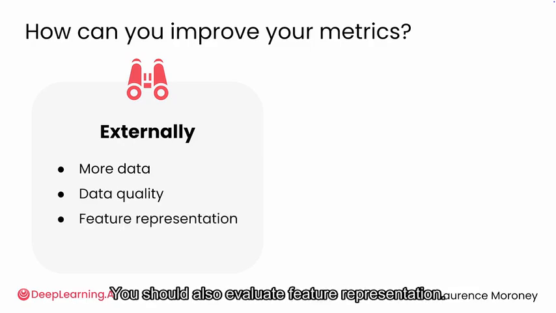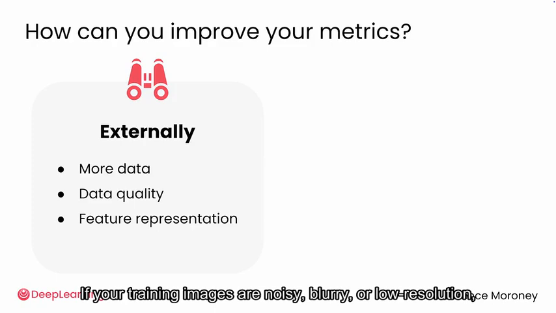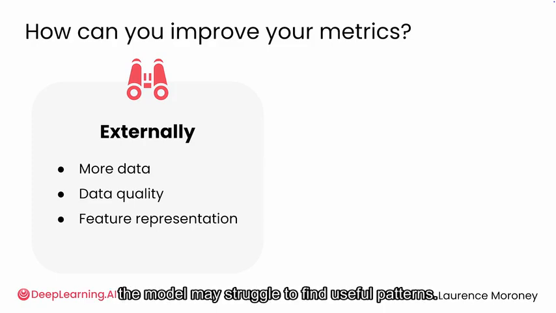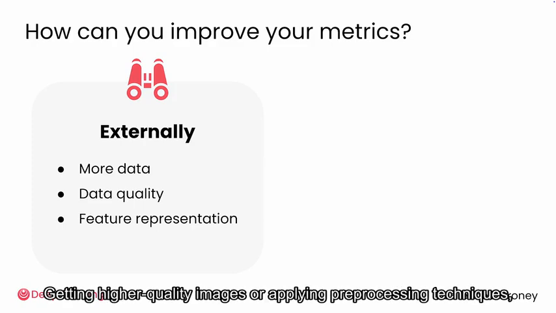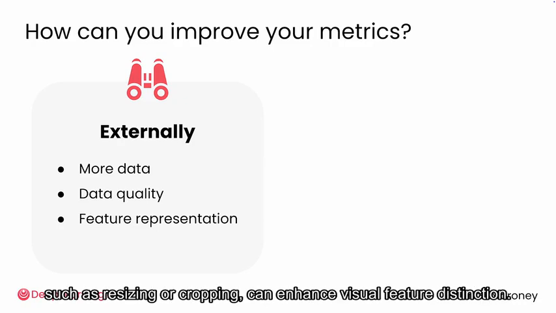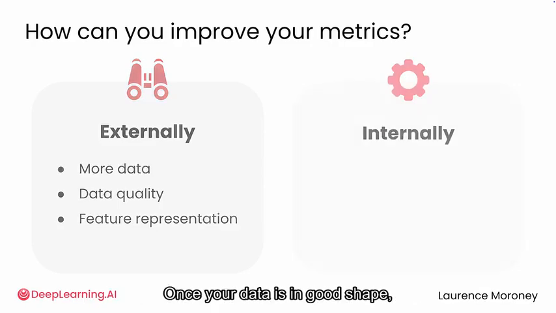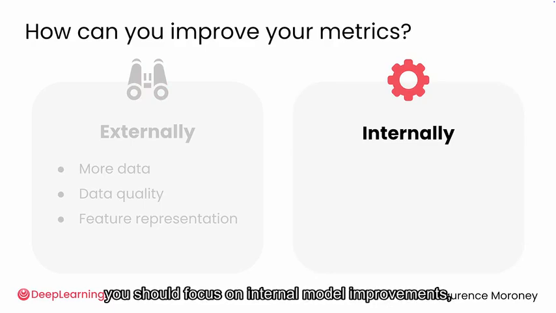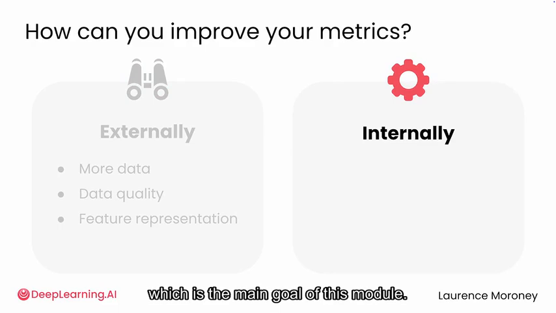You should also evaluate feature representation. If your training images are noisy, blurry, or low resolution, the model may struggle to find useful patterns. Getting higher quality images or applying pre-processing techniques, such as resizing or cropping, can enhance visual feature distinction. Once your data is in good shape, you should focus on internal model improvements, which is the main goal of this module. This involves adjusting hyperparameters, including the model architecture design.